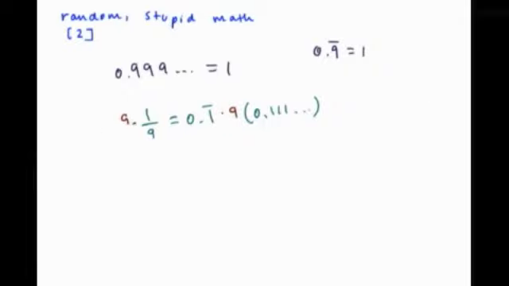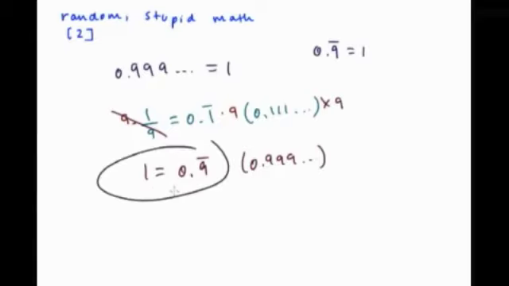That would mean that I would have to cross some stuff out, such as this. And that would mean that 1 is equal to 0.9 repeating, or 0.999, because if you multiply this by 9, you just get 999, and it just keeps on going. And right there we have our answer right off the bat, that 1 is indeed equal to 0.9 repeating.